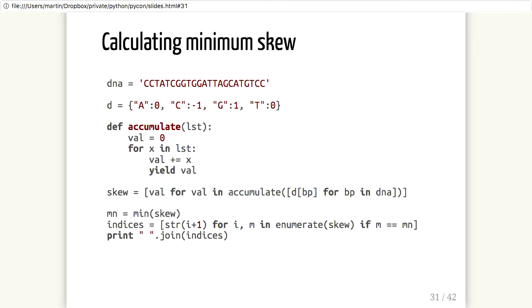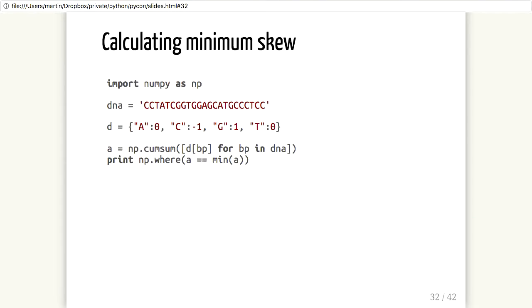So I thought, okay, this is where I pull out the big guns. So I used NumPy, import numpy. a is equal to np.cumsum of that list, list comprehension. Print np.where a equals min of a.